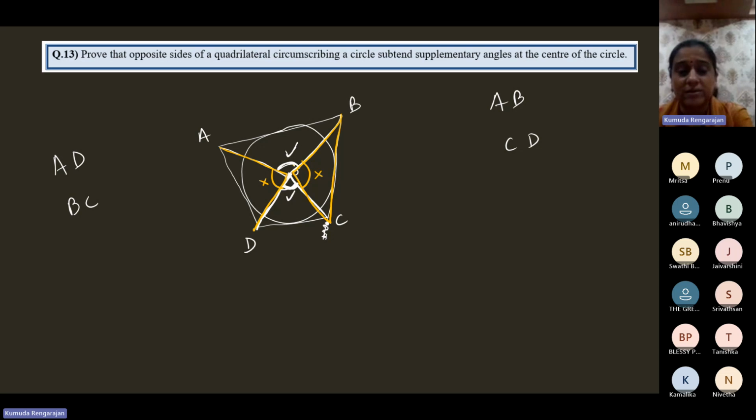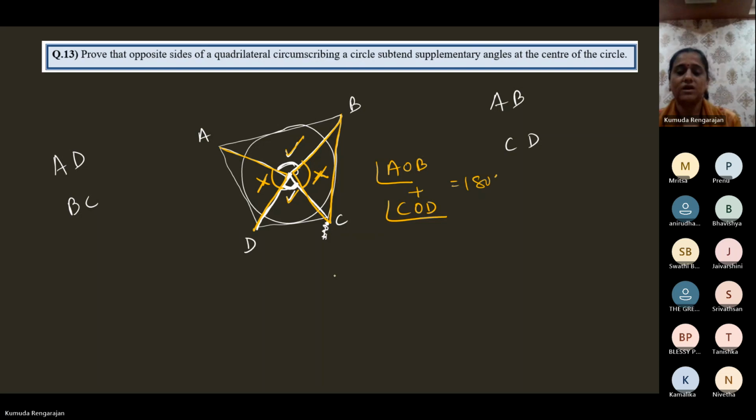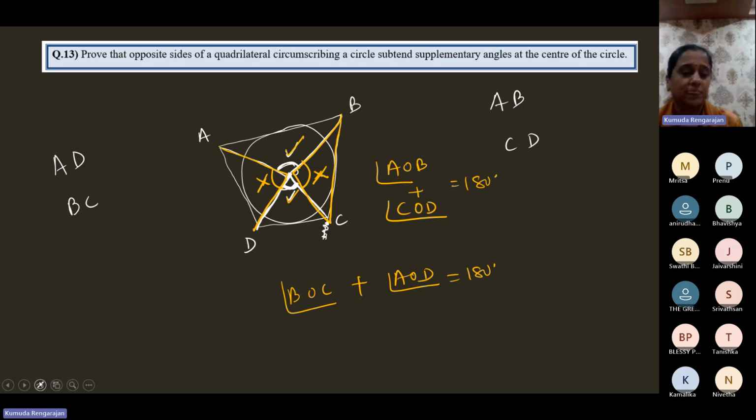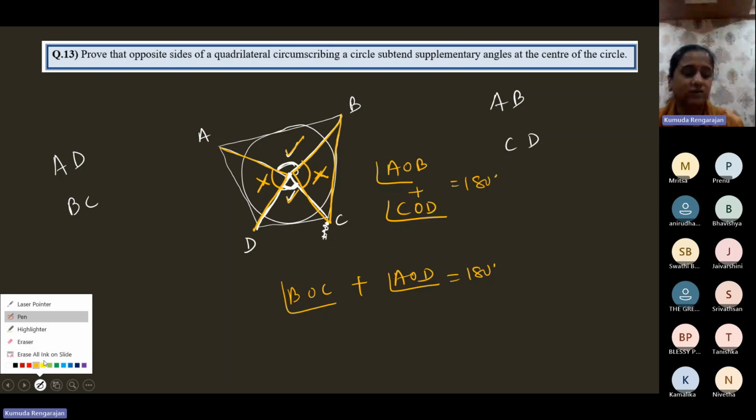So we understood the angles are subtended by the opposite sides. You must prove that the angles are supplementary. That is, this angle plus this angle is equal to 180, and this angle plus this angle is equal to 180. There are four angles formed, no? Angle AOB is made by side AB. Angle COD is made by the side CD, opposite sides. So you must prove that the sum is 180. Similarly, BOC is made by BC and AOD is made by AD, opposite sides. You must prove that the sum is 180. Now this is done using congruency.